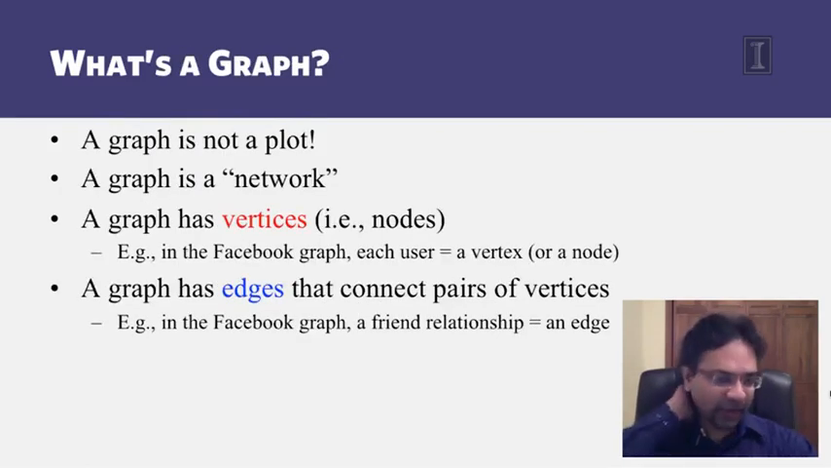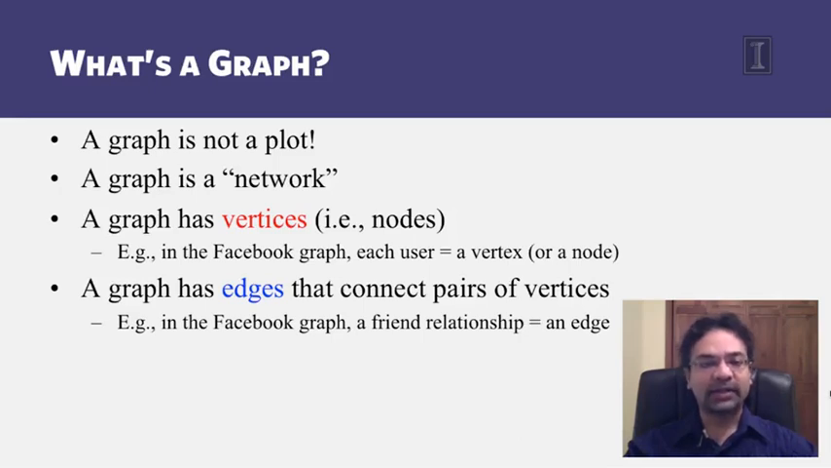So what is a graph first? A graph is not a plot. We are not talking of a graph as in a curve or a series of dots. A graph instead is a network. And a graph, like a network, has vertices or nodes. For instance, Facebook, the social network, can be represented as a graph, where each user is a vertex or a node. A graph also has edges.